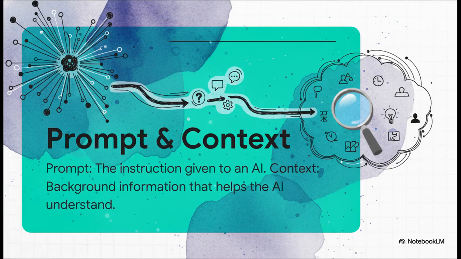Well, that's where the prompt comes in. And a prompt is way more than just a question, it's your entire set of instructions. But here's the secret sauce. A great prompt needs context. Context is all that background information, the who, what, and why, that helps the AI go from giving you a generic, useless answer to something that's actually spot on.